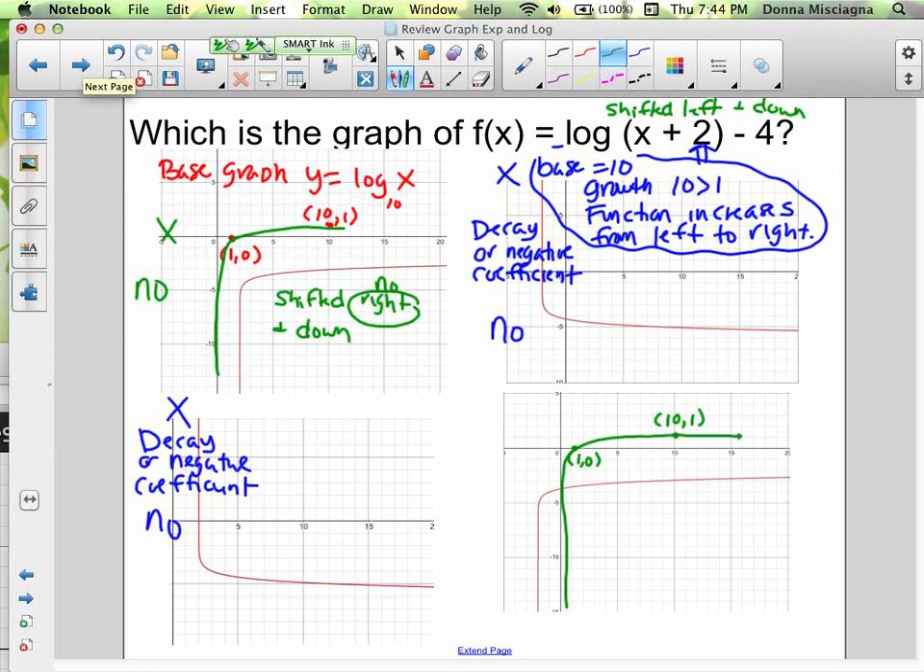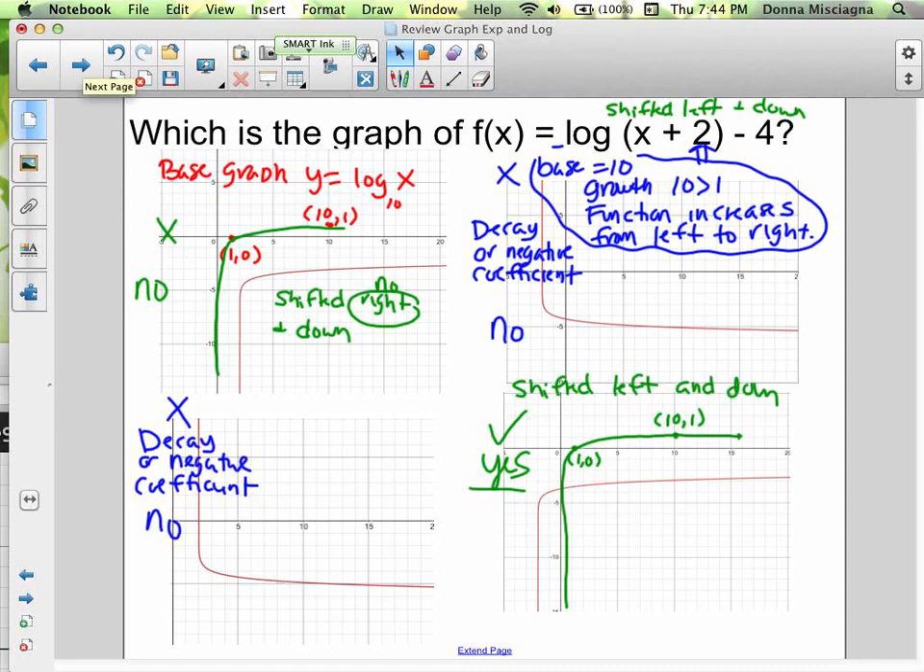And this graph is shifted left and down. And that matches. This is the correct one. Yes. That one went the right direction, and it's not going down left to right. Right? So that's how you can break it down. Look at which way your graph is shifting. You can always graph your base graph to help you out. And if it's a positive coefficient and a base that's greater than 1, it should not be going down left to right.